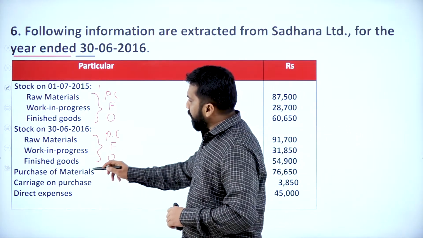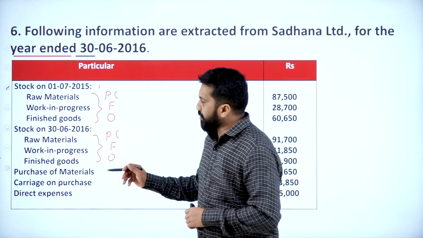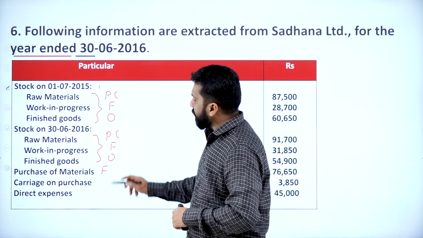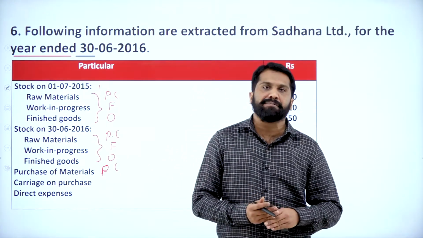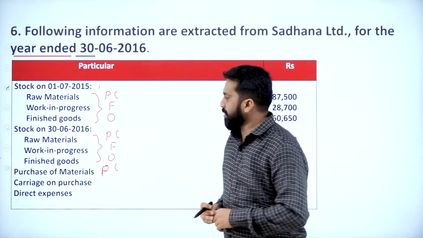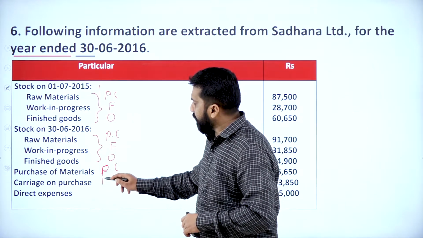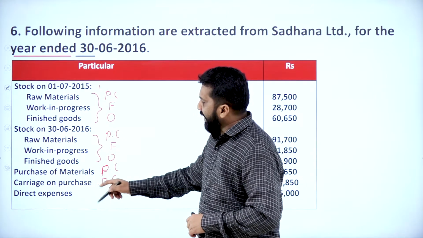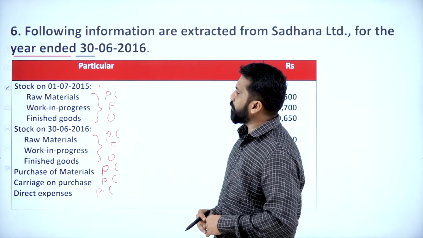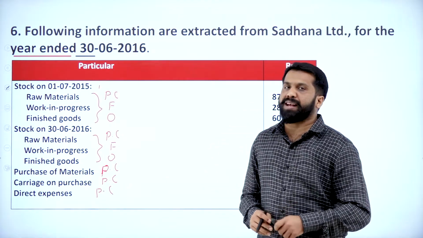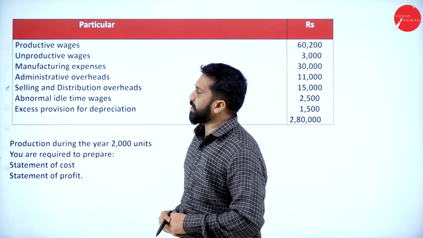Now, purchase of material, how do we treat it? All the purchase of material comes under prime cost. Your purchase of material, direct expenses, direct wages, all come under your prime cost. Then carriage on purchases also comes under prime cost. Direct expenses come under prime cost. Except these 2 or 3 or 4 items, everything belongs to prime cost.